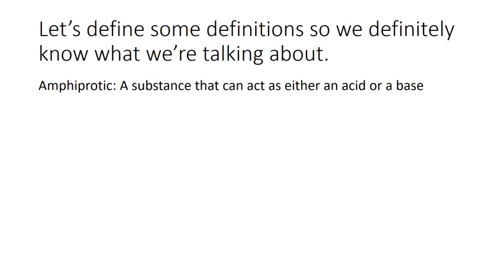So the first definition here is amphiprotic, and that would be a substance that can behave as either an acid or a base. Now, at this point, you might be asking, what is the definition of an acid and a base? And to that, I answer, there are several definitions that have changed over the years as we have come to understand more about chemistry.